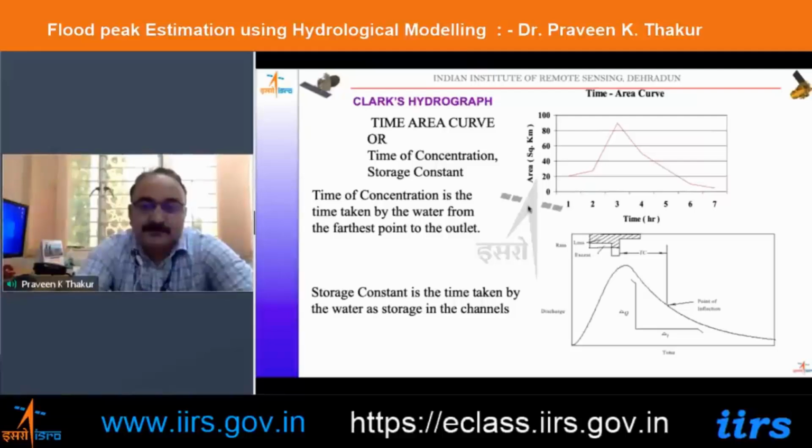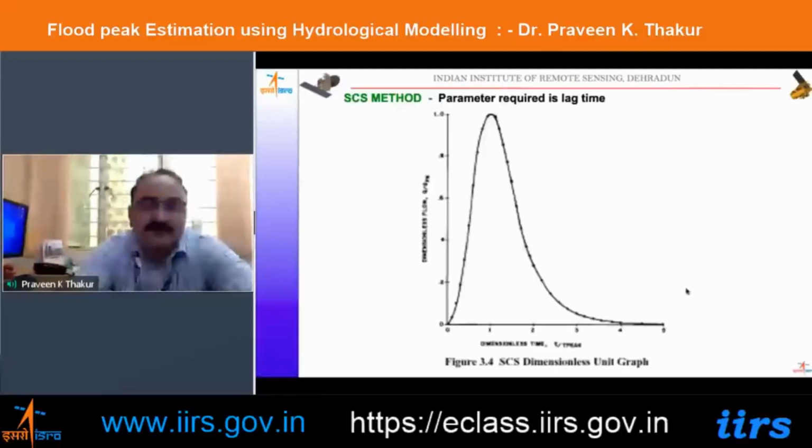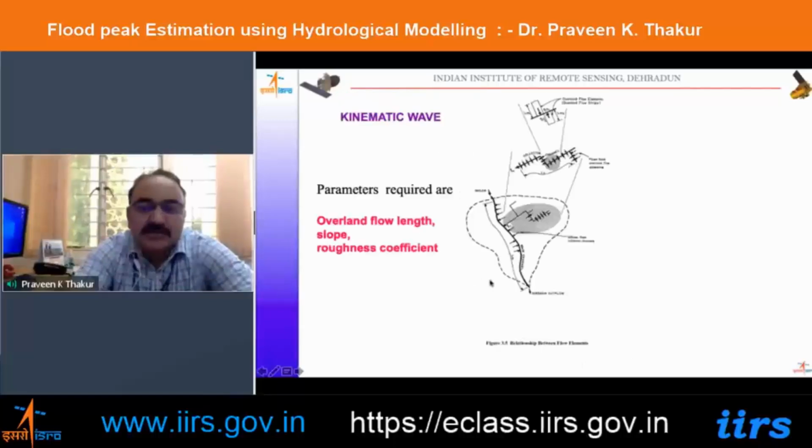Then this is the Snyder's unit hydrograph, where we are calculating this L and Lc from the GIS, and Ct is the coefficient representing basin storage, which varies between 0.4 and 0.8. So this is the SCS unit hydrograph, where there is dimensionless time and dimensionless discharge. The ratio of the discharge to the peak discharge is taken, and similarly with the time. So this can also be used.